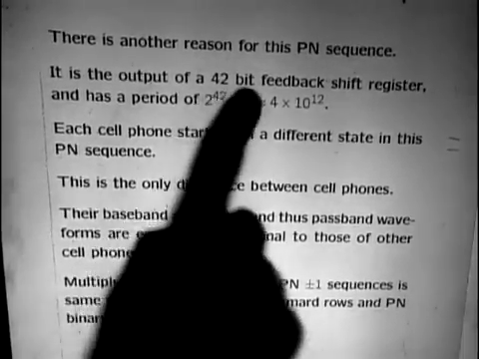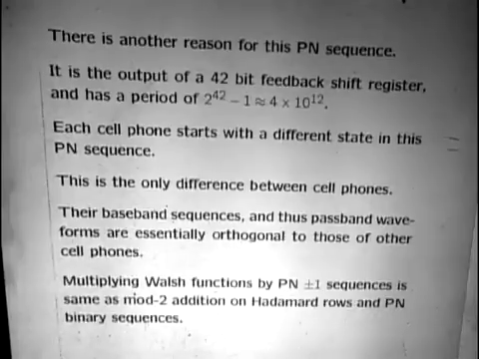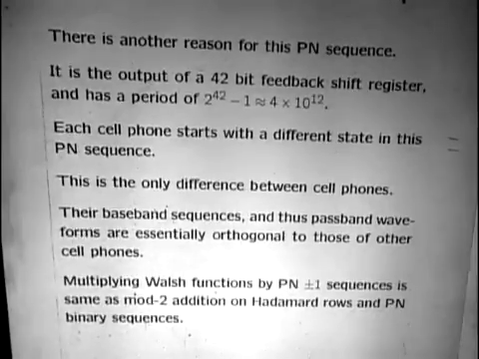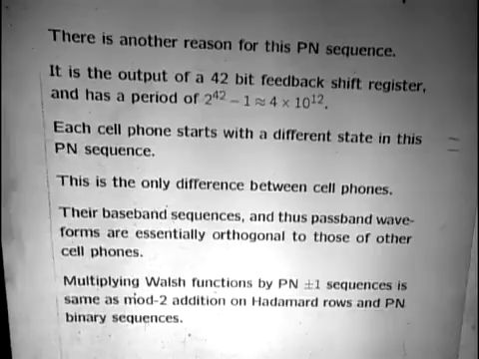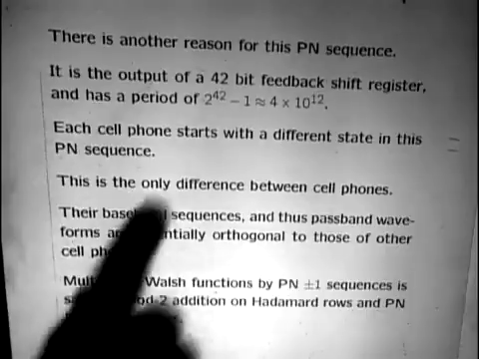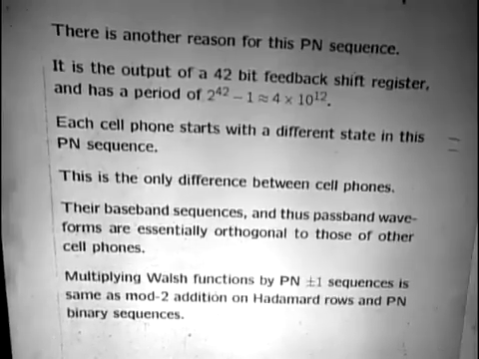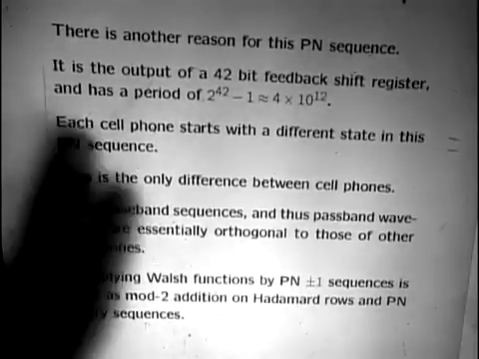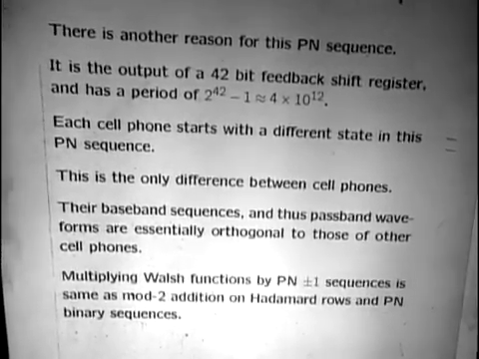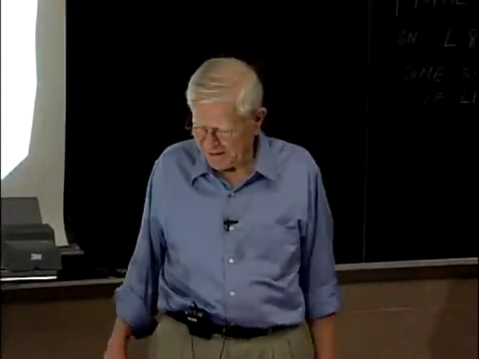The PN sequence is going to be generated by a 42-bit feedback shift register. If you don't know what a feedback shift register is, don't worry about it. Most of you probably do. A 42-bit feedback shift register with the right kind of settings in it is going to generate a periodic sequence with a period of 2 to the 42nd minus 1, which is about 4 times 10 to the 12th. So it doesn't repeat very often. This really looks like an IID sequence of binary digits, and it really goes through every non-zero 42-bit combination in this period. So it has very nice properties to it.